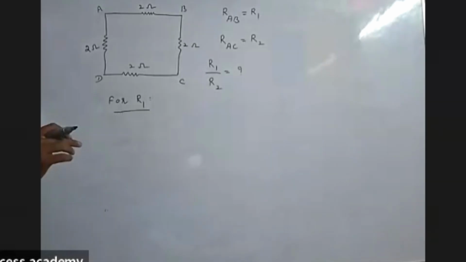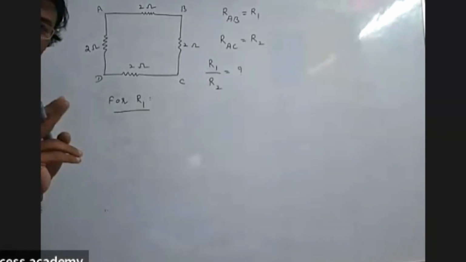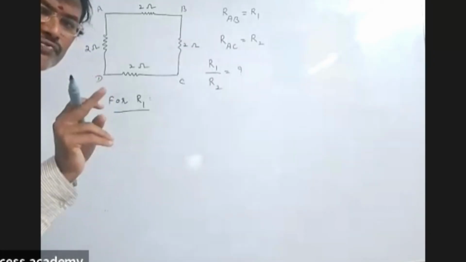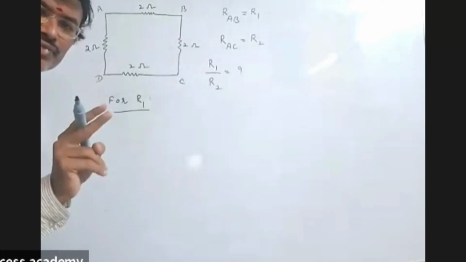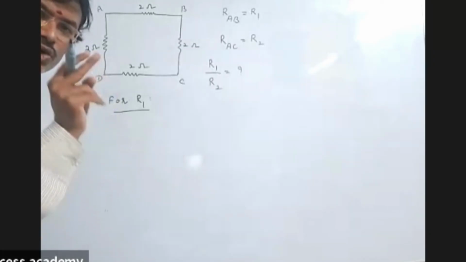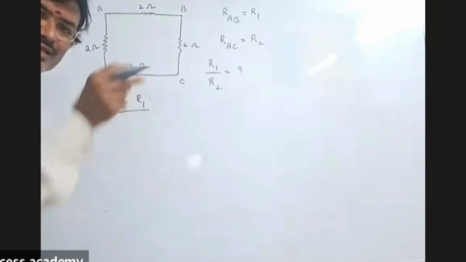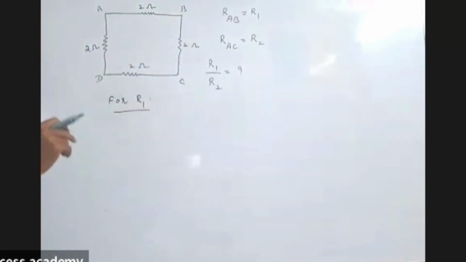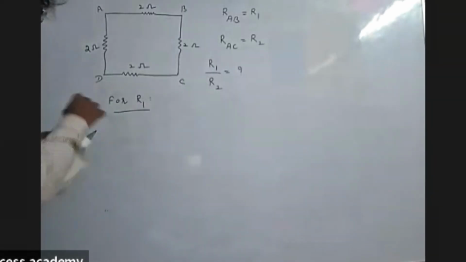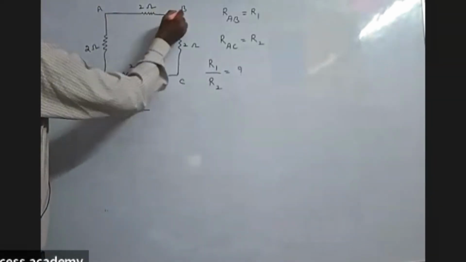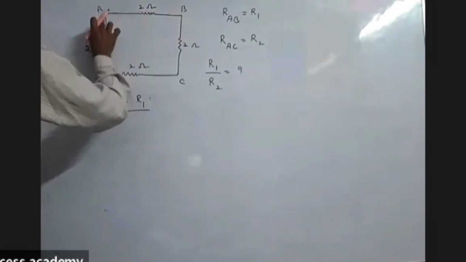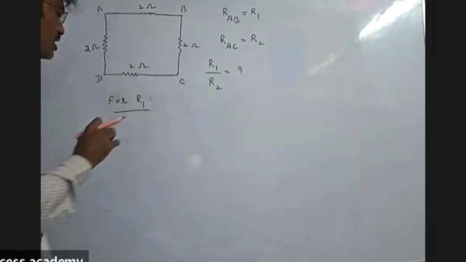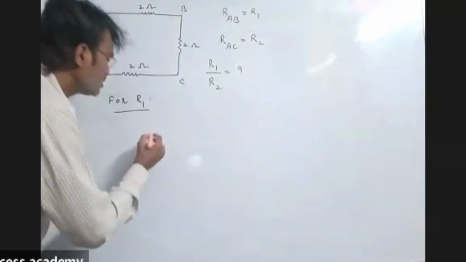If you are taking two ends, remember carefully, whatever ends you are considering, with respect to those two ends, the remaining part is parallel. For example, if you are taking A and B, except this, the remaining is parallel to A and B. Then at that moment, what is the circuit? See here.